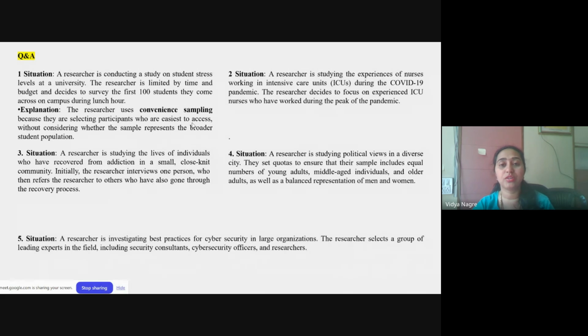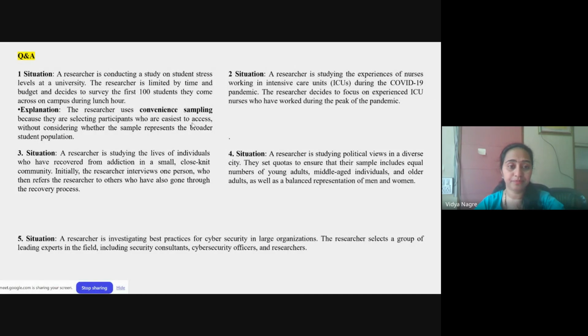Okay. Second situation. A researcher is studying the experiences of nurses working in intensive care units, ICUs, during the COVID-19 pandemic. The researcher decides to focus on experienced ICU nurses who have worked during the peak of the pandemic. Please understand, here the researcher is not targeting all the nurses who are available. He or she is targeting only the nurses who have worked in ICU and who are well experienced and who have worked during the COVID-19 pandemic, so within those 2-3 years of the time frame. So what should be the method?